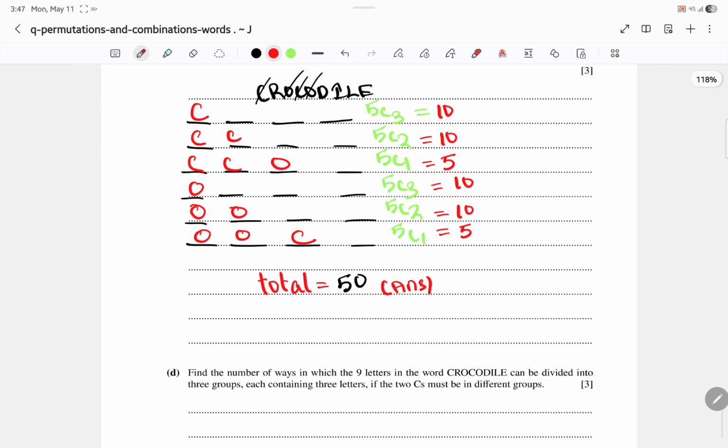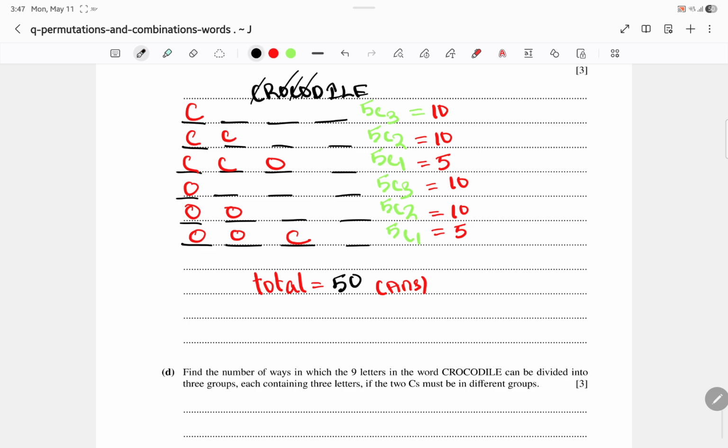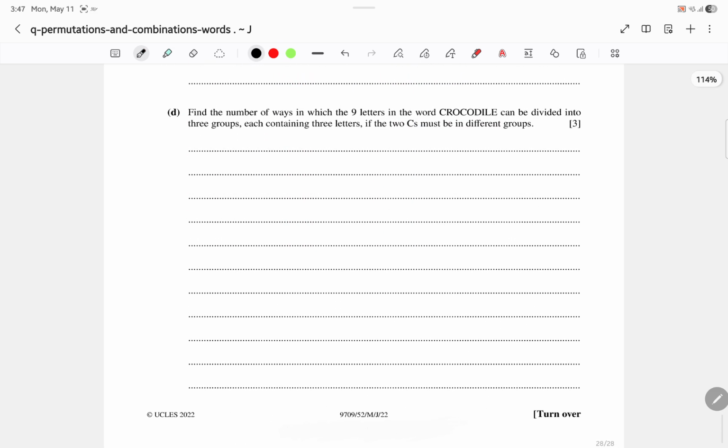Okay, it's always best to write down the scenarios and add them all. That makes this so much easier. So now we come to the real question. This is the question that students actually struggle with.